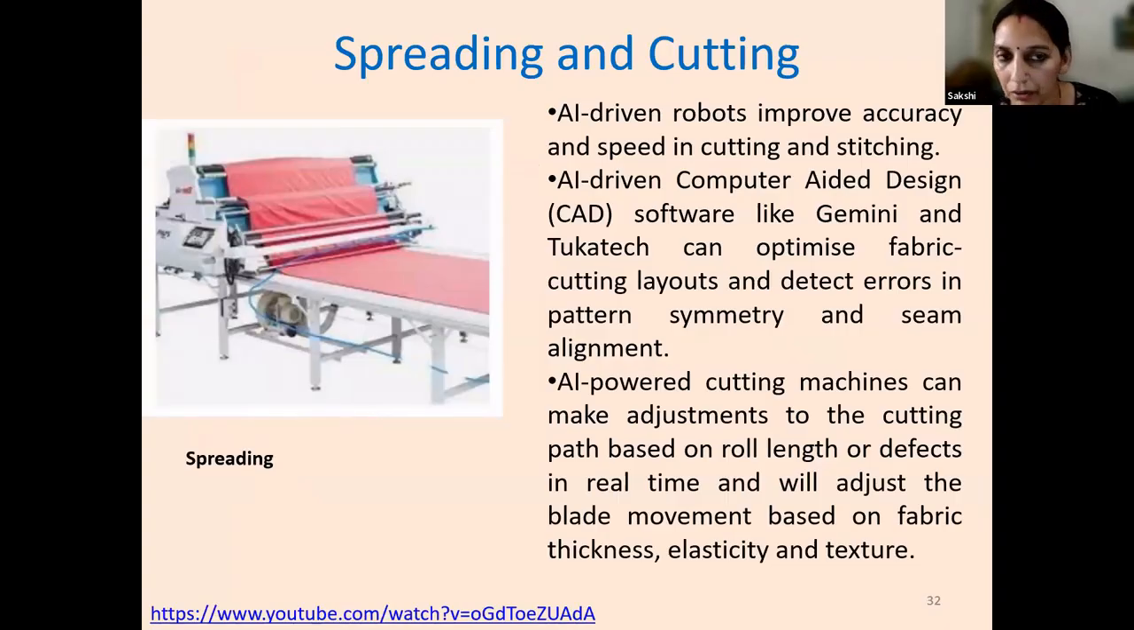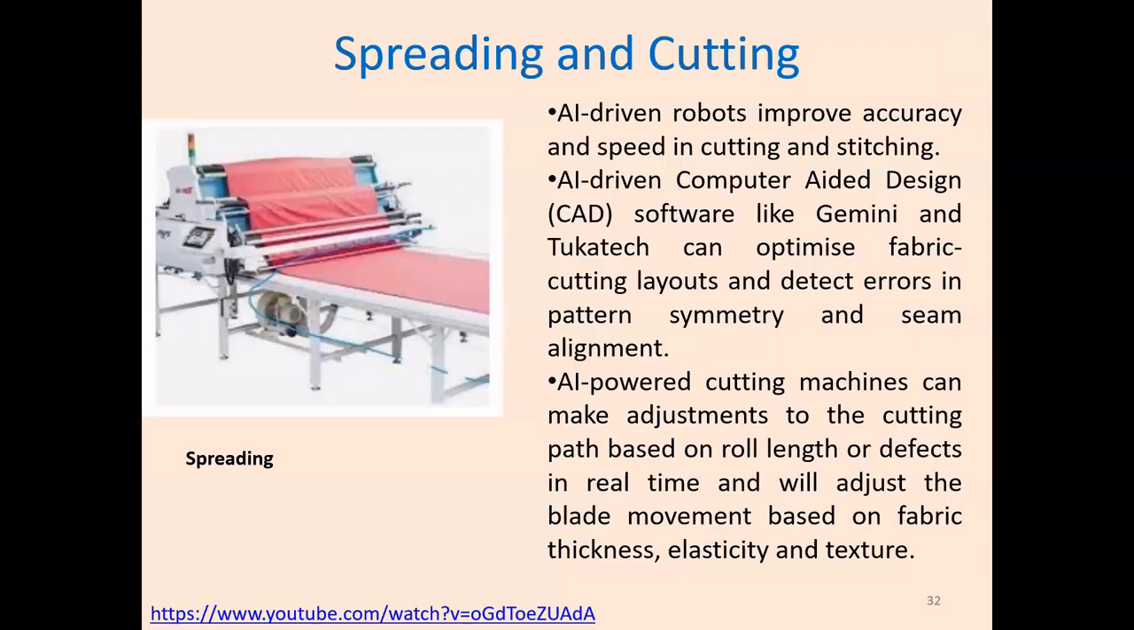Next, after checking the fabric, the next step is spreading of the fabric on a table. This image shows the fabric which has been placed on a cutting table. AI-driven computer-aided software like Gemini and Tukatek can optimize the fabric cutting layouts and detect errors in pattern, symmetry, or seam alignment. AI-powered cutting machines can make an adjustment to the cutting path depending upon the length of a fabric. Based on the fabric thickness, elasticity and texture, the layout will be there. If a more elastic fabric is there, then the speed of rolling will be slow.